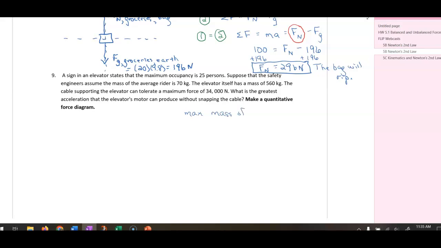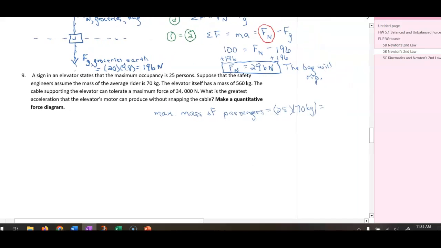And it tells me that the safety engineers assume the mass of the average rider is 70 kilograms. Therefore, the maximum mass of the passengers should be 25 multiplied by 70 kilograms. And let's see what that is. That's 1750 kilograms.